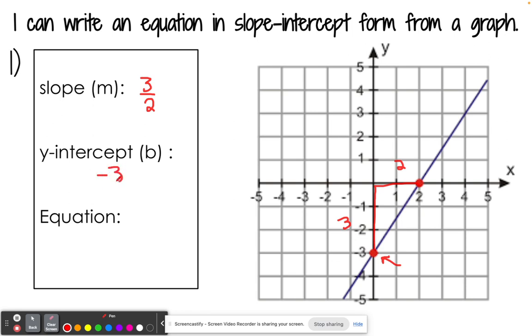So from that, I can easily write my equation of a line because y equals, remember my m is my slope, 3 over 2 x, and we already said my y-intercept is -3. There's my equation. Pretty easy, huh? Let's try again.